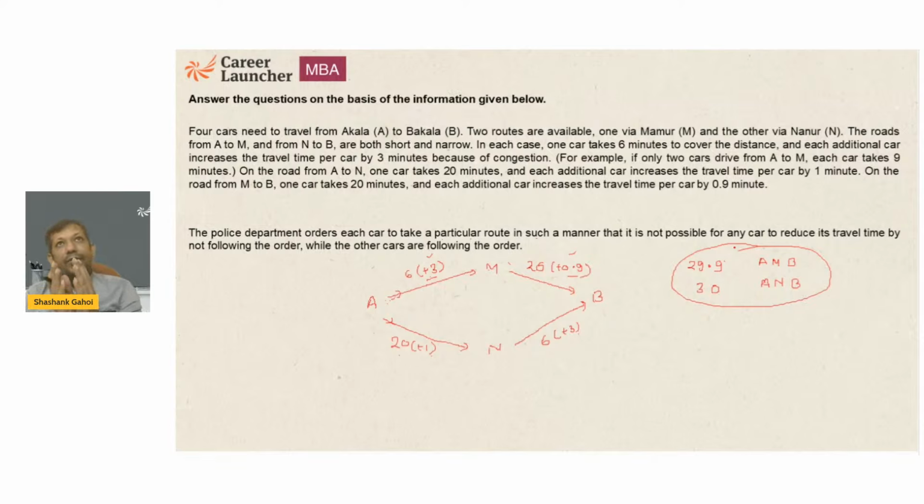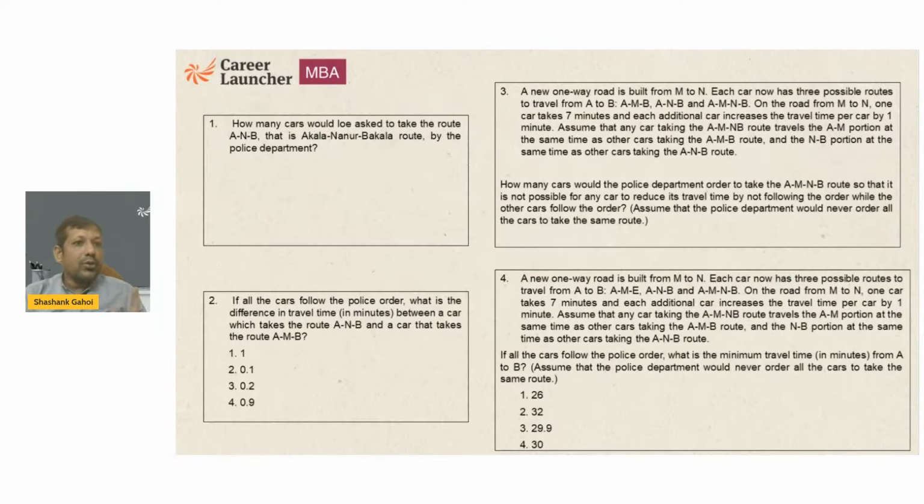So basically, if I have more number of cars, my job is to send an equal number of cars in both ways. So how many cars will the police ask? That's going to be two cars. So the answer of this question is going to be straightforward, and that is going to be 2.